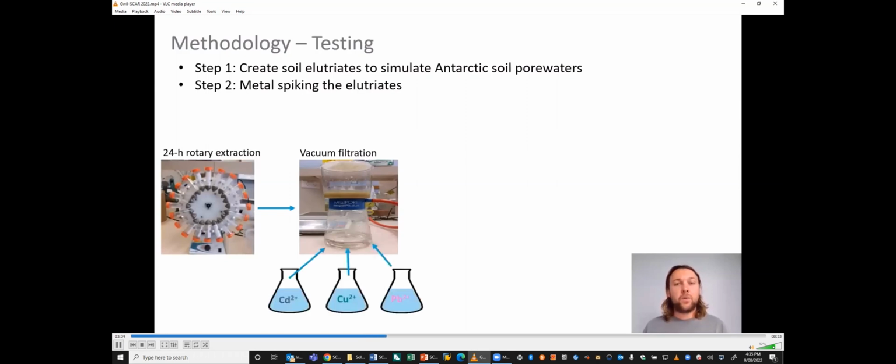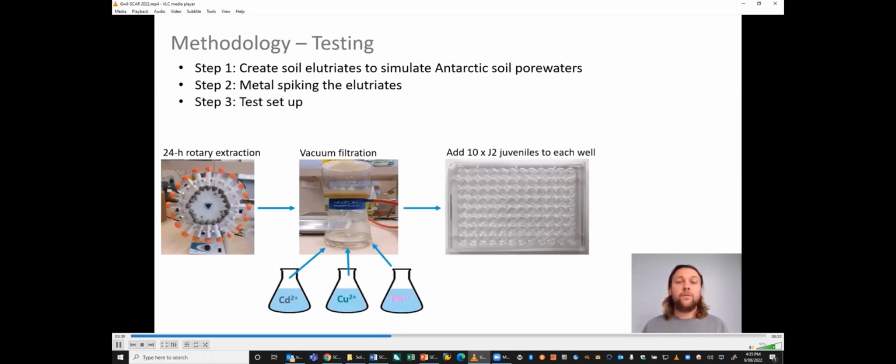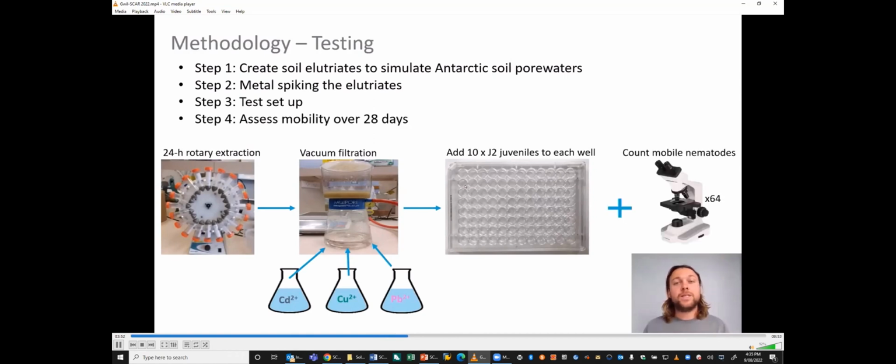The next step was to spike in our metals to create our concentration series. For testing, we used culture well plates with a 1 ml volume. 10 J2 juveniles were transferred from the cultures into the 1 ml well on day 0 and fed with E. coli. The nematode mobility was then assessed periodically throughout the 28-day exposure using a microscope. Our metal analysis was done using ICP-AES.